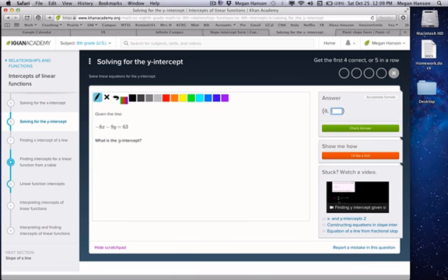Then this one is kind of like what we've already done. What's the y-intercept? Well, the y-intercept would be when x is 0. So let's get rid of that. And then the y-intercept is when x is 0. So divide by -9 here. And 63 divided by -9 is going to give us -7.